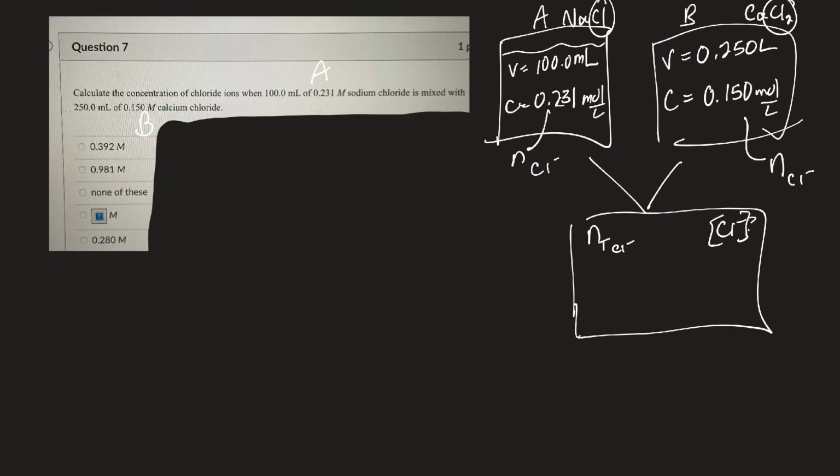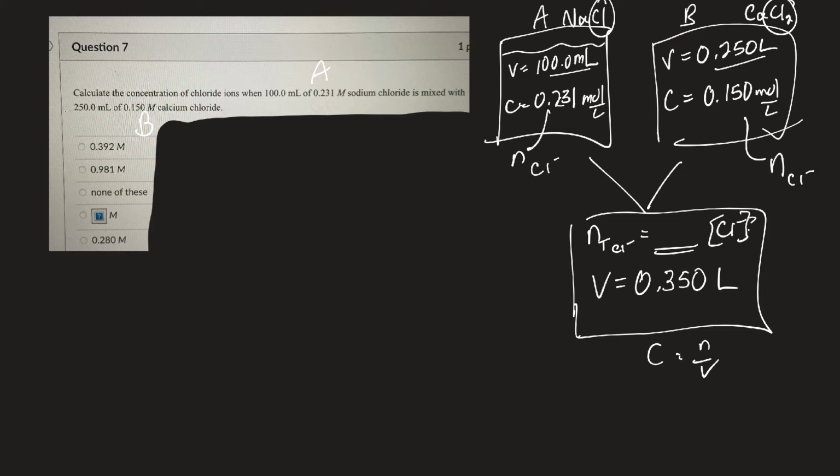And then I'm going to have to get a total volume for this. I guess I can get that now. I've got 250 plus 100, so it's 350, or 0.350 liters. That'll be my volume. Now I just have to figure out how many moles I have. Then I'll be able to use this formula to figure out the concentration.